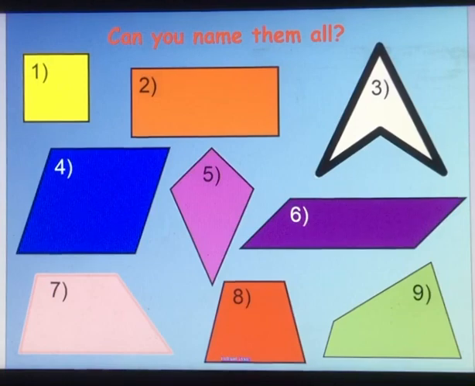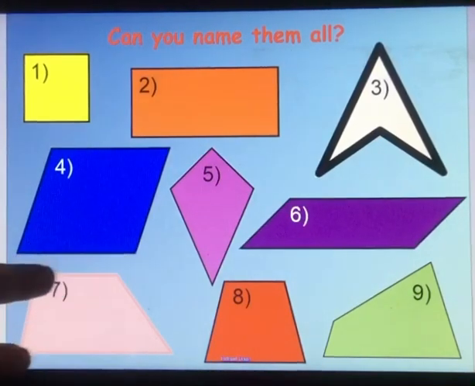Number 7 is an unusual shape. It only really has 1 characteristic you'll be labelling, and number 7 is called a trapezium. And the only characteristic you may have noticed is the parallel lines, the top and the bottom there.